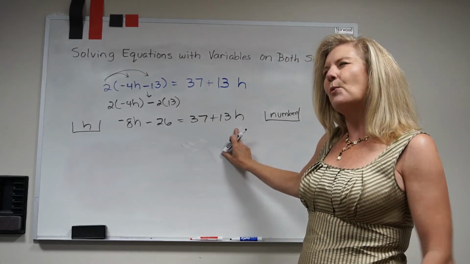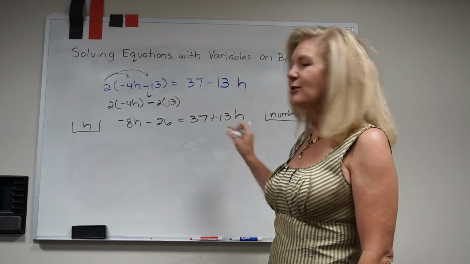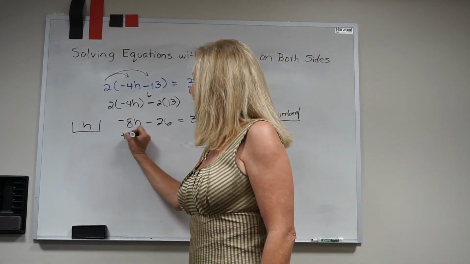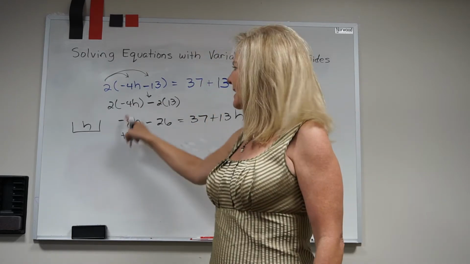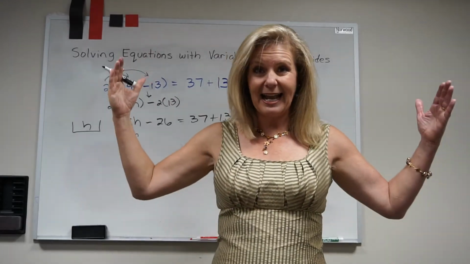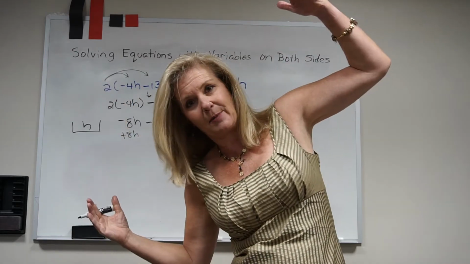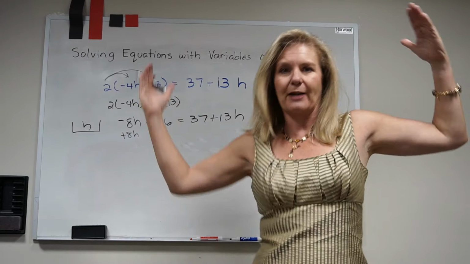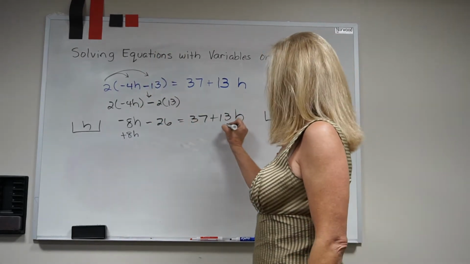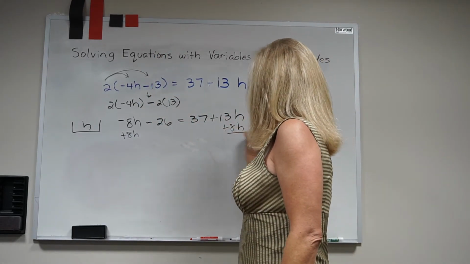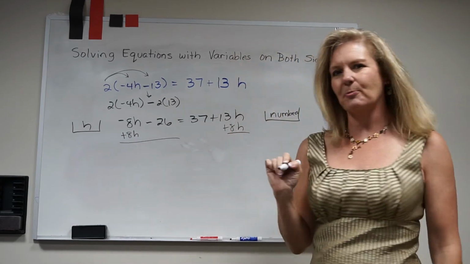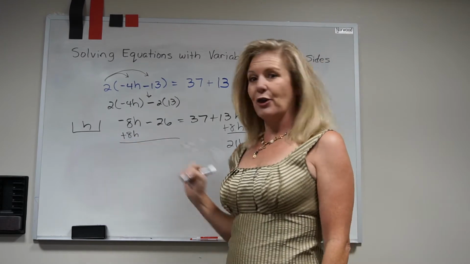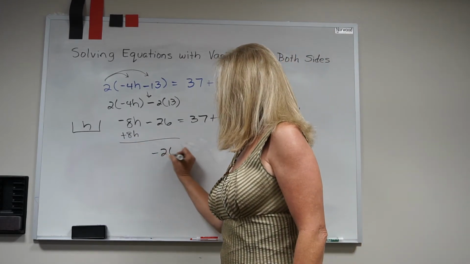And I think to myself, well, what can I do to keep this so that this is a positive variable? Well, I know that I could add 8h to this side to cancel that out. But the second I added 8h there, I went out of balance. So to keep my balance, I've got to add 8h over on this other side and pull myself back into balance. Well, when I add that 8h over there, 13h's plus 8h, I get 21h's. This side, those dropped out, and I was just left with negative 26.